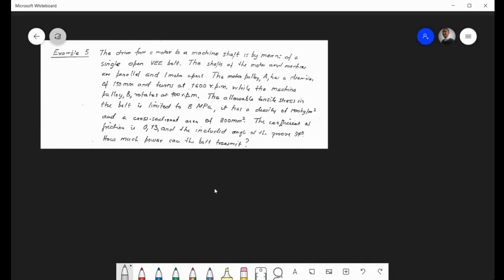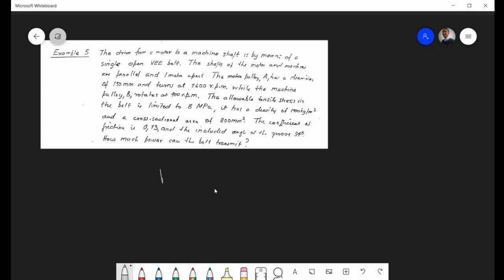The drive from a motor to a machine shaft by means of a single open V belt. The shafts on the motor and machine are parallel and 1 meter apart. The motor pulley A has a diameter of 150 and turns at 1,600 revs, while the machine pulley B rotates at 400. The allowable tensile stress in the belt is limited to 8 megapascals. It has a density of 1,900 and a cross-sectional area of 800. The coefficient of friction between the pulley and the belt is 0.13, and the included groove angle is 34 degrees. How much power can the belt transmit?